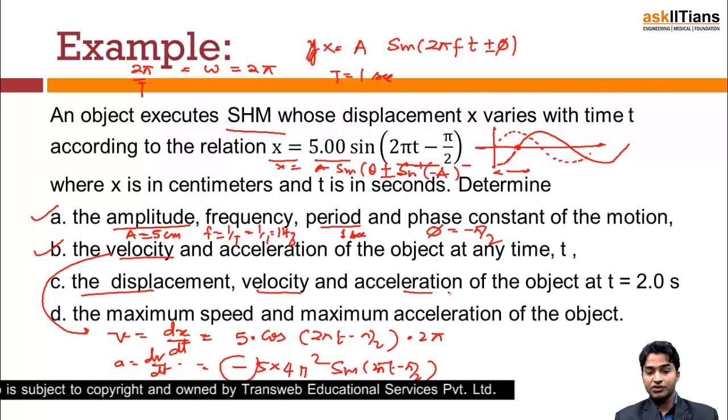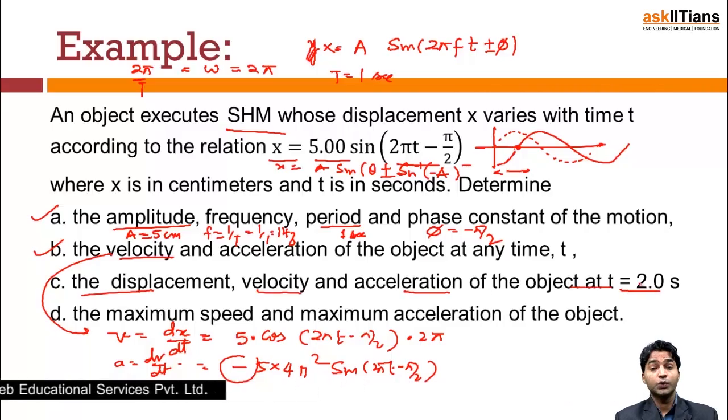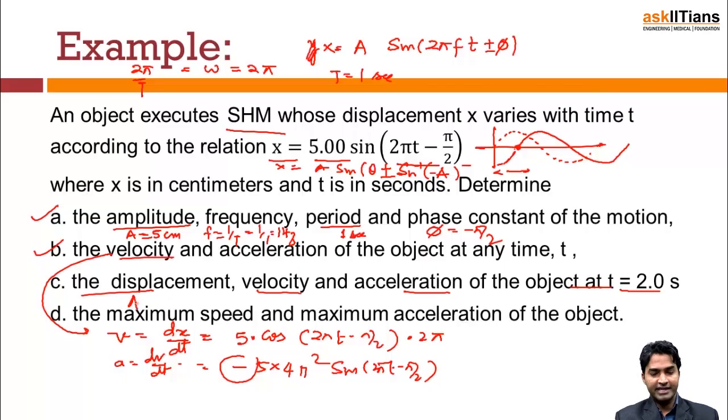Now the displacement, velocity and acceleration of the object at t equal to 2 seconds. We are placing time t equal to 2 seconds, so we will get 4 pi. In the third part, displacement is equal to 5 into sine of (2 pi into 2 minus pi by 2). When we get 4 pi minus pi by 2, we will get different values for displacement, velocity and acceleration, so we will write the equation according to that. Then the maximum speed and maximum acceleration.